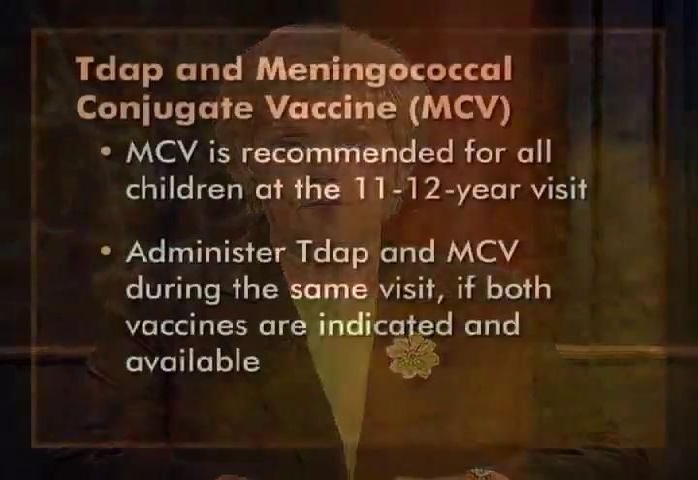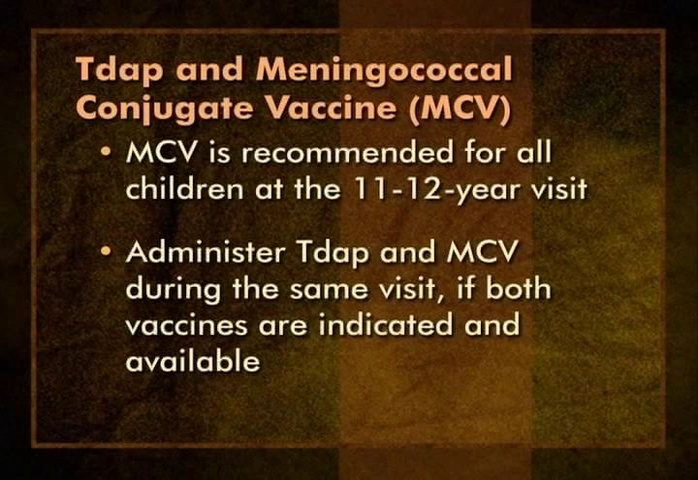The ACIP recommends the administration of all indicated vaccines at the same visit. This fundamental vaccination strategy increases the likelihood that a person will receive each of the vaccines recommended for his or her age or situation. There are two issues that relate to simultaneous and non-simultaneous administration of vaccines at the adolescent visit. Meningococcal conjugate vaccine, or MCV, is also recommended for all children at the 11 to 12 year visit. The ACIP recommends that providers administer Tdap and MCV to adolescents during the same visit if both vaccines are indicated and available.